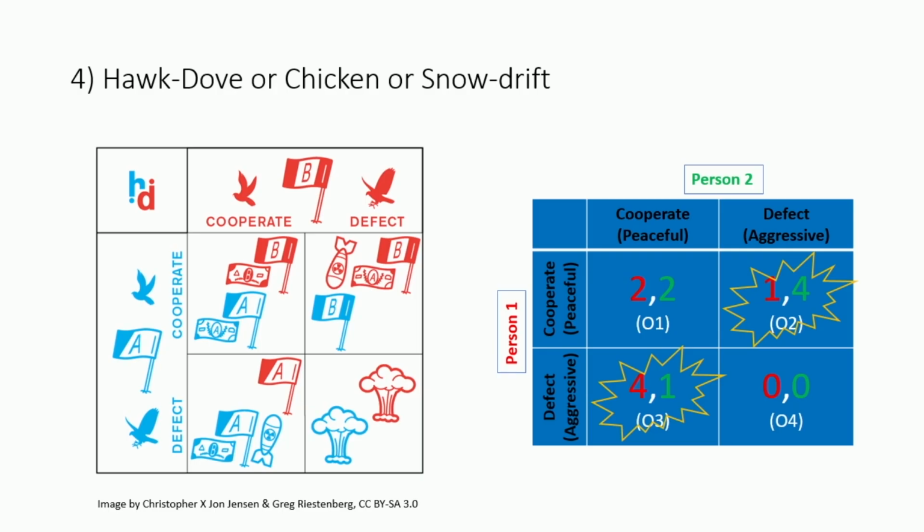So it has several names. The names chicken and snowdrift come from some other context. Chicken basically means that you and the other person are driving towards each other very fast, and if you swerve, you are a chicken. You are the loser in some sense. So who will swerve? That's the question. If neither swerves, then this happens. We will see this game again later.